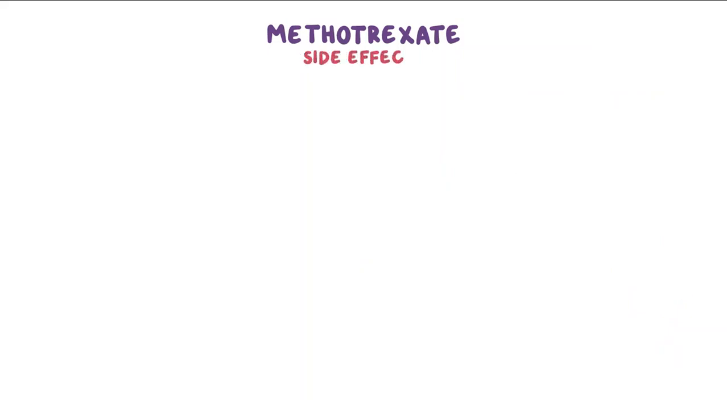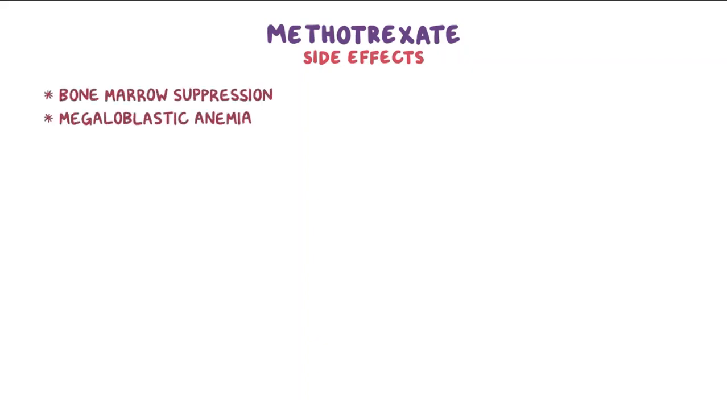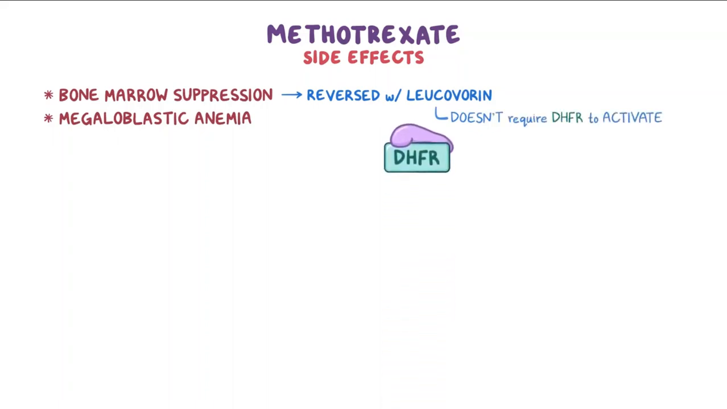Now let's move on to side effects. Like all the antimetabolites, the major side effect of methotrexate is bone marrow suppression and megaloblastic anemia. The good news is that myelosuppression can be reversed with folinic acid or leucovorin, and this strategy is called leucovorin rescue. Leucovorin is already a reduced form of folic acid, and thus it doesn't require dihydrofolate reductase to get activated. Also, leucovorin reverses the action of methotrexate by displacing it from its binding sites.